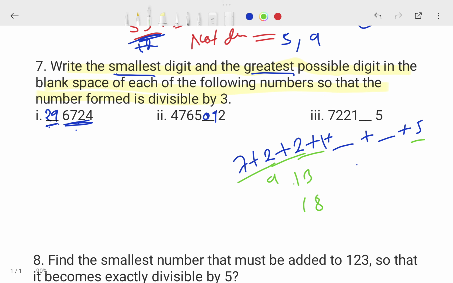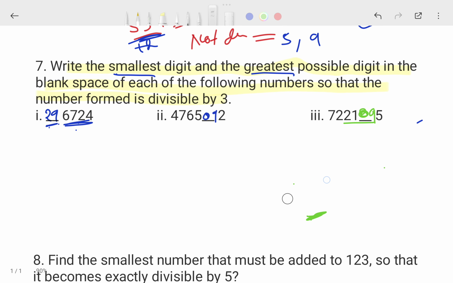This is 18. In this one, if you add 18 plus 0, that's going to be 18, and if you add 9, it's going to be 27, right? So you can write 27 also. Write the smallest and the greatest possible digit in the blank space. Why? Because 13 plus 5 is 18. In the 18, if you write 0, it is going to be 18 only. 18 plus 9, how much? 27 it is going to be. In the 9 table, 27 is there. So what is the possible digit? 0 and 9. You can write this one.